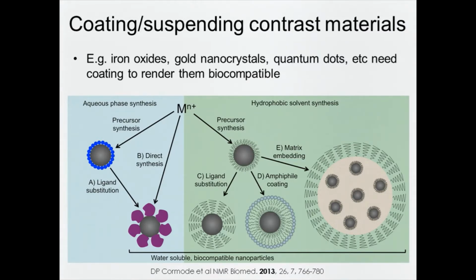More recently, in the past decade or two, nanocrystal synthesis has switched to hydrophobic methods. These often produce very controlled nanocrystal properties in terms of size. So it's often the best method to synthesize these cores. However, this is now a crystal that's soluble in toluene or hexane or something like this, and you really have to do something to make them applicable in vivo. So you can go through routes of ligand substitution, coating with different kinds of amphiphiles, or embedding in a matrix such as PLGA.